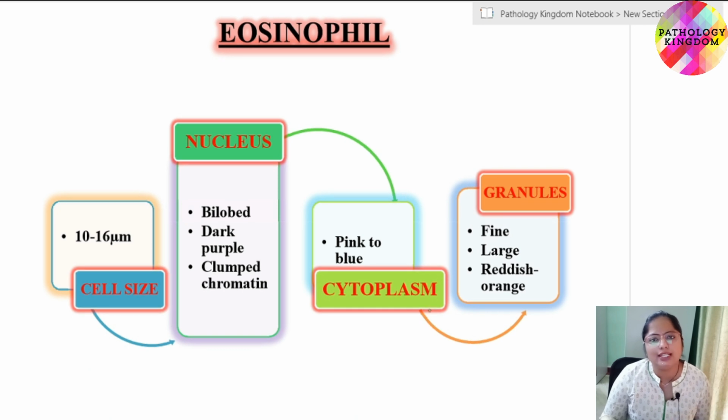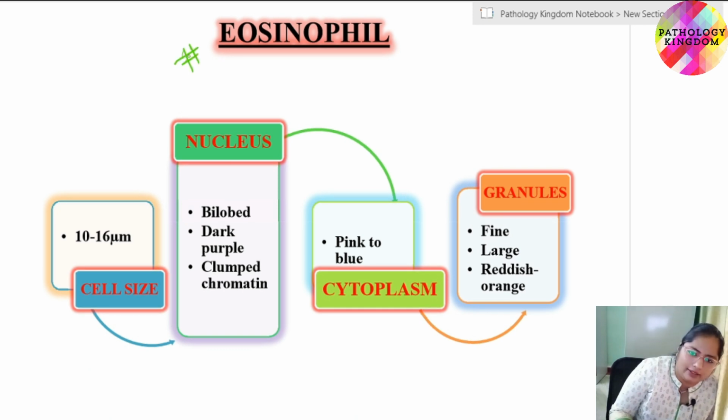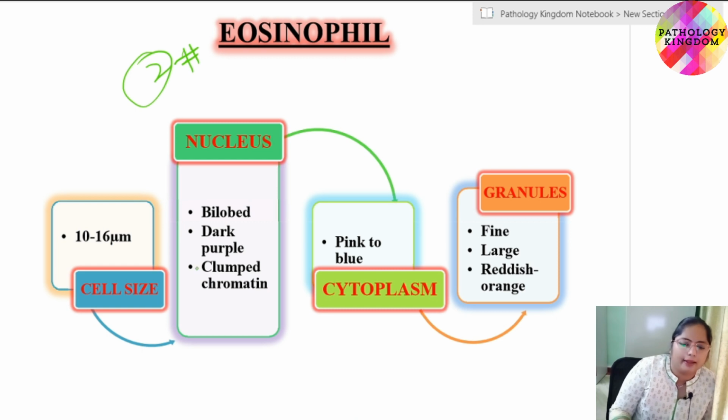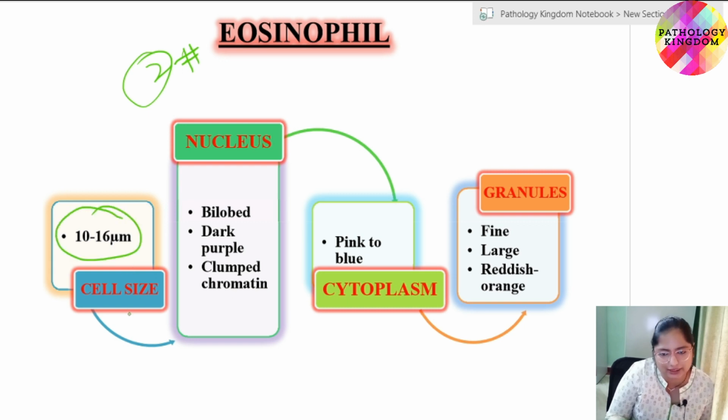Now coming on to the next granulocyte, that is eosinophil. Now its cell size is similar to that of neutrophil, that is between 10 to 16 micrometer. Now coming on to the nuclear features, it is bilobed, which resembles spectacles. Dark purple in color and having clumped chromatin. These two features are same as neutrophil, but the nucleus is bilobed, whereas neutrophil will have multilobed nucleus, that is 2 to 5 lobes.